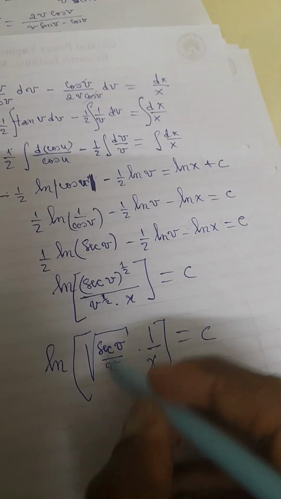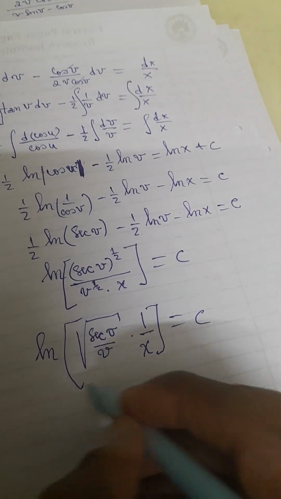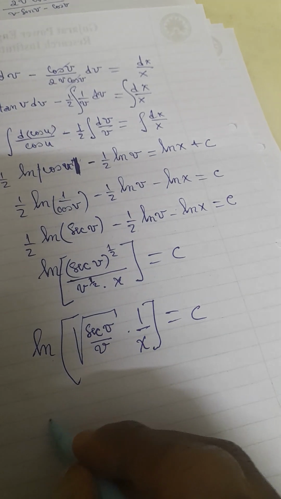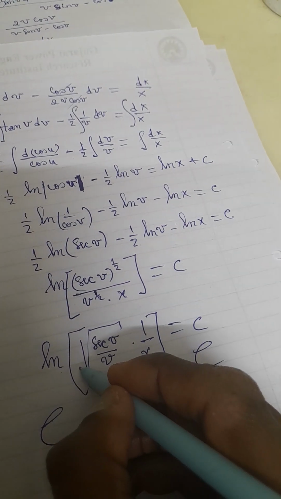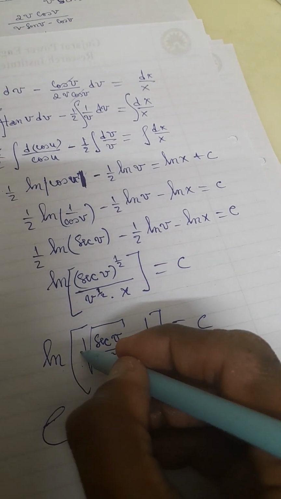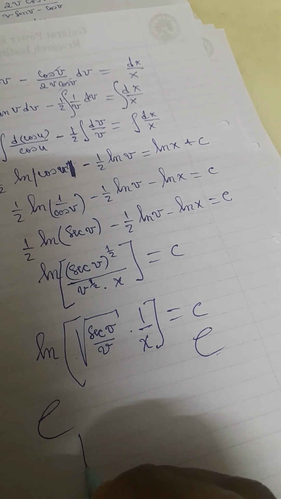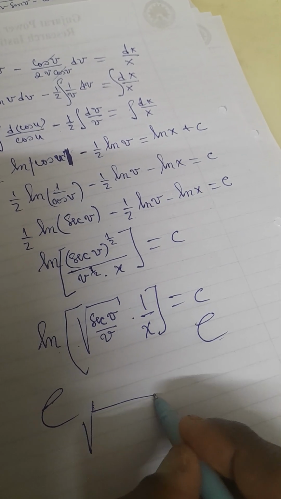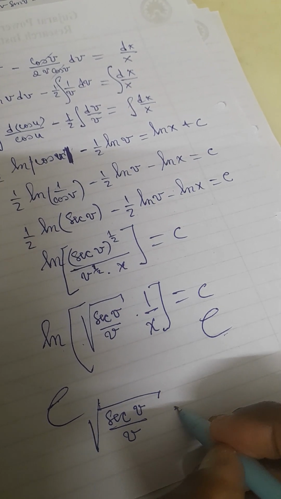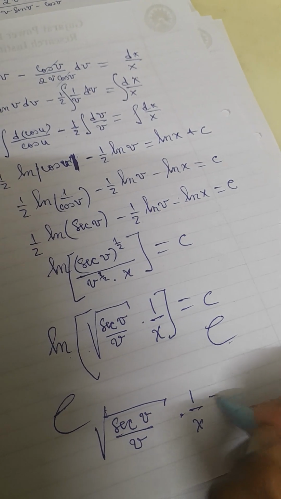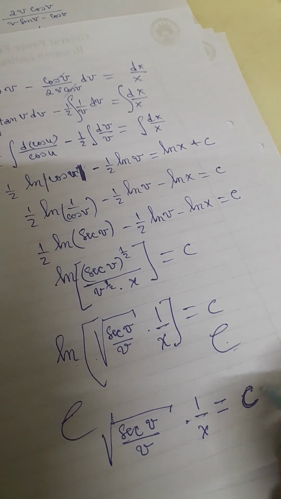Now from this expression, you can come here and this Euler can go there, or you can just put Euler to the exponent of ln, and Euler to the exponent of c. This will be only this: root of sec of v upon v, times 1 upon x, equal to Euler to the power of c.